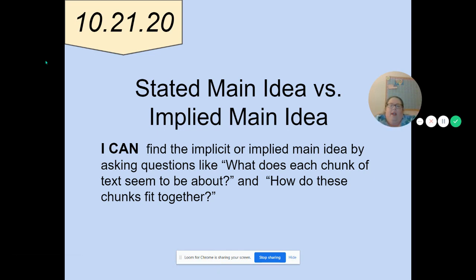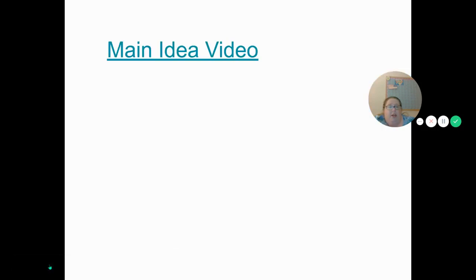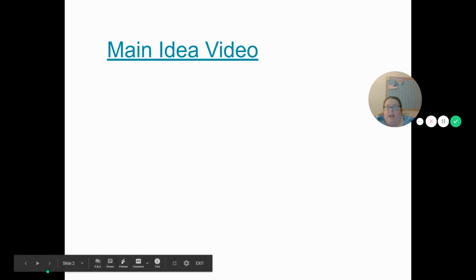Today we are working on stated main idea versus implied main idea, or implicit main idea. We're going to be focusing on the implicit or implied main idea the most today, because we're pretty good at figuring out the stated main idea. It says I can find the implicit or implied main idea by asking questions like, what does each chunk of text seem to be about? And how do these chunks fit together? Today we're going to do something different. We're going to watch a video together.